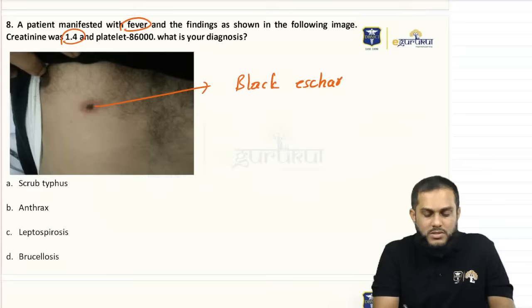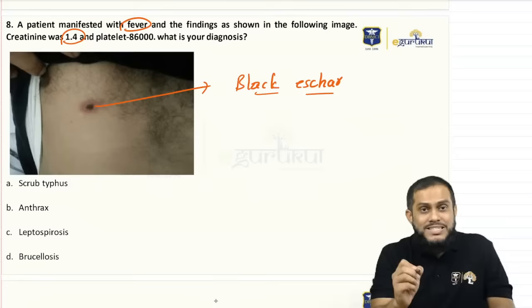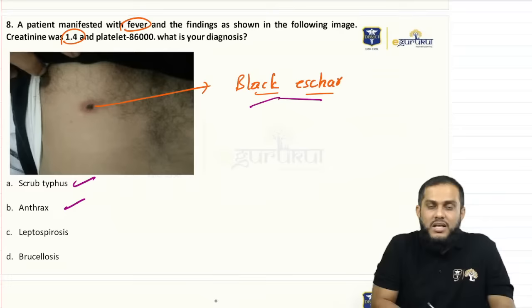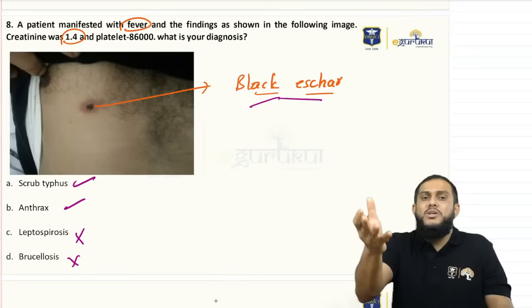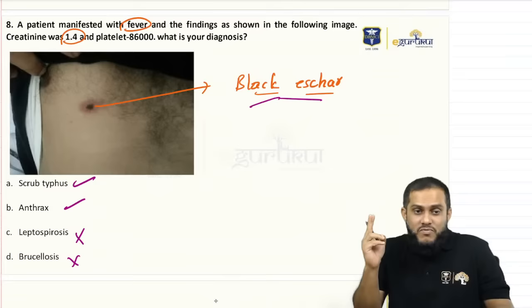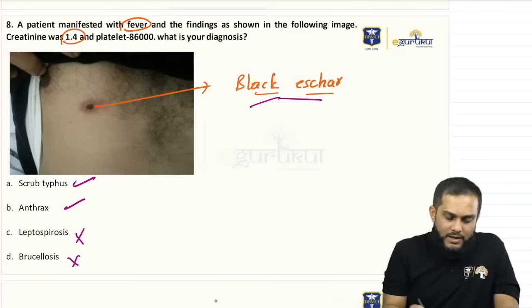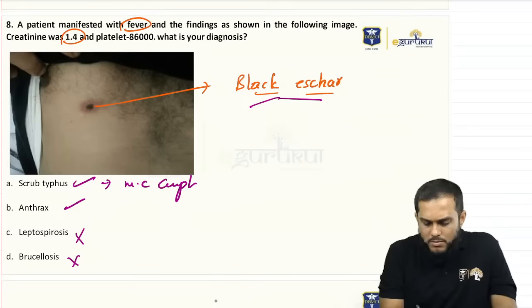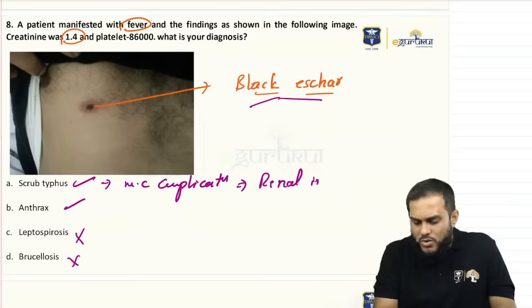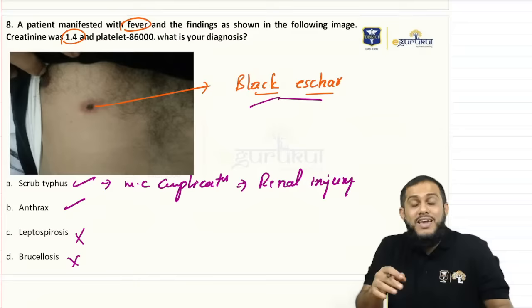Black eschar, a black color skin lesion, you see only in two diseases: scrub typhus and anthrax. It is seen only in two diseases in microbiology. In infectious diseases, we see black eschar only in scrub typhus and anthrax. Nowhere else do you see black eschar. And the most common complication of scrub typhus is renal injury. It causes acute kidney injury, AKI, and it causes chronic kidney disease, CKD, also.